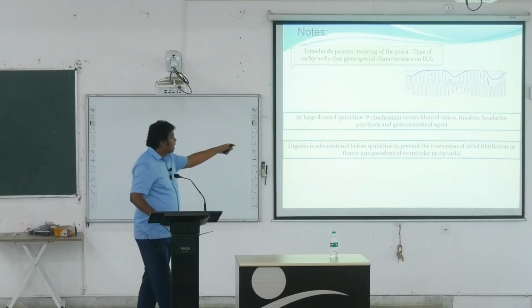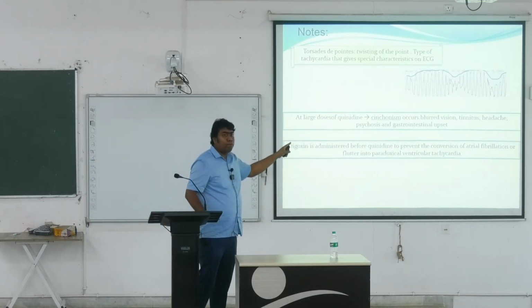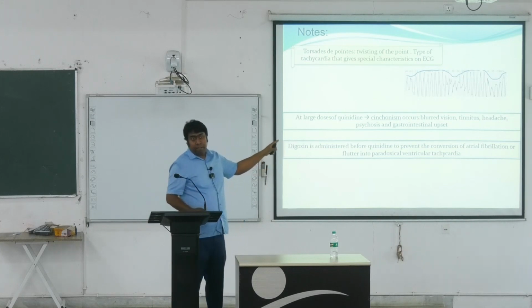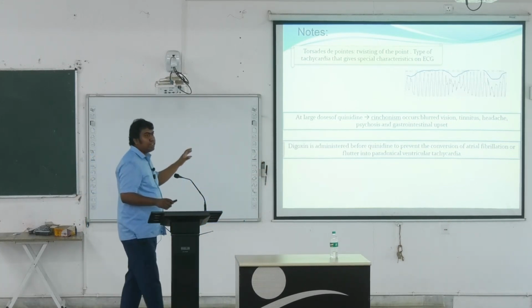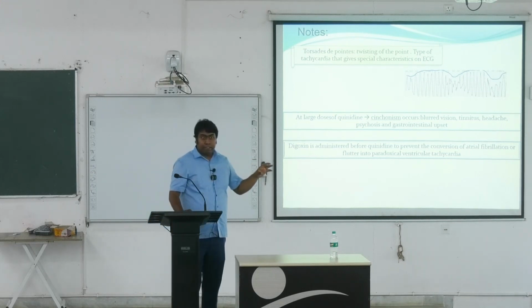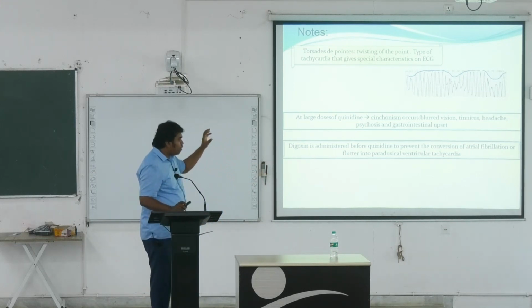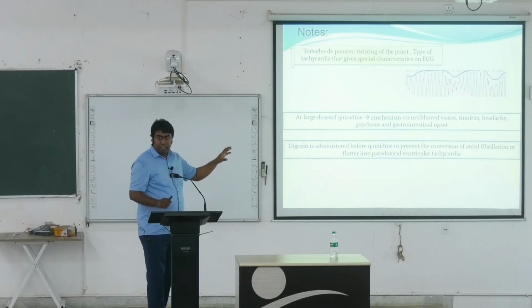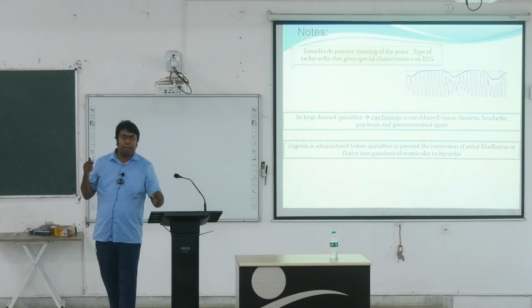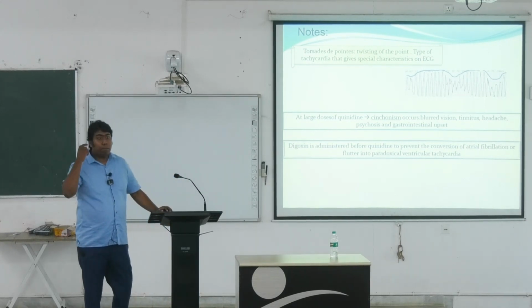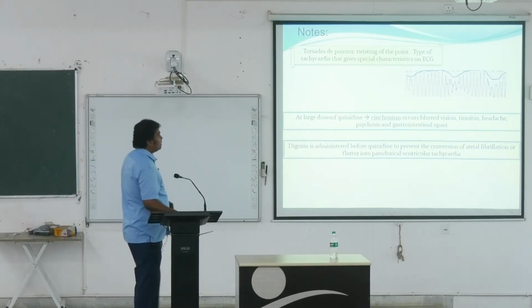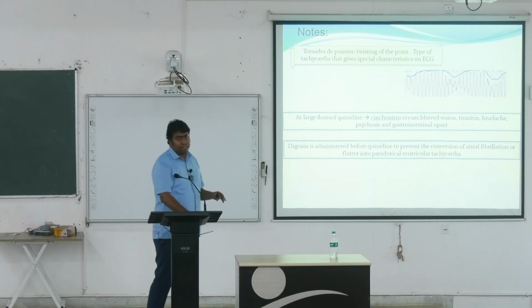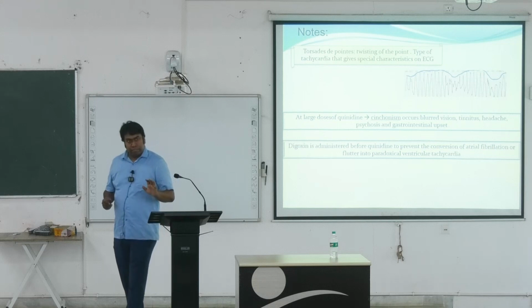This is the ECG of torsades de pointes that can be produced by quinidine. Quinidine can cause cinchonism. In cinchonism, there is blurring of vision, tinnitus. What is tinnitus? A sound in the ear. Headache, psychosis, gastrointestinal upset. This is due to high dose of quinidine. Clear?